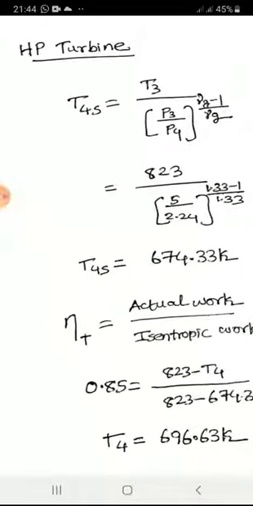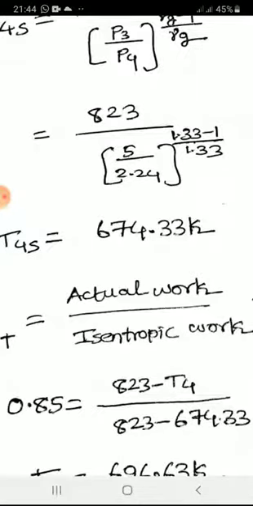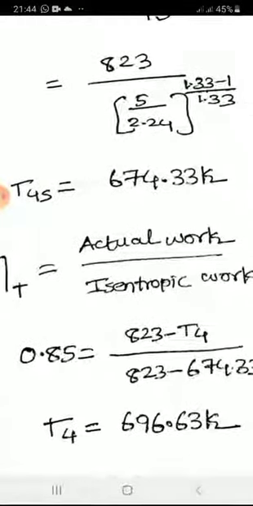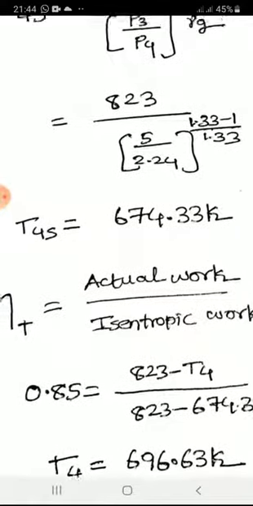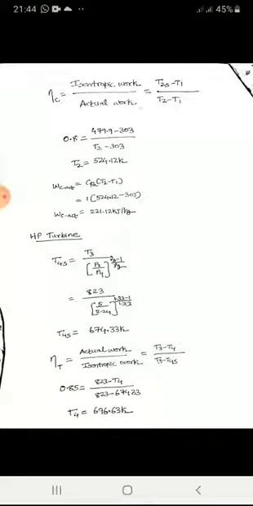Now turbine efficiency is equal to actual work divided by maximum possible work. Isentropic work is the maximum possible work, right? So actual work by isentropic work. So actual T4 is coming as 696.63 Kelvin. So this is regarding the high pressure turbine, right?